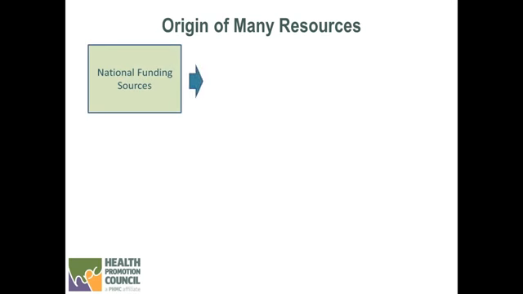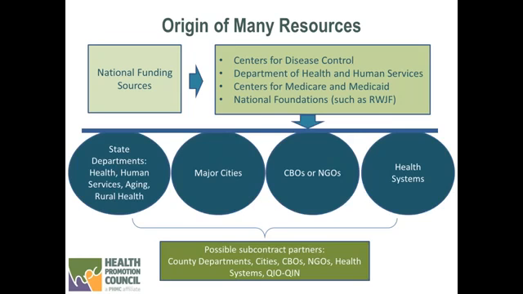Many of the resources that I'm going to share with you come from the national level and filter down through the main government agencies like the Centers for Disease Control. This funding will go to either the larger state departments like Health, Human Services, Aging, Rural Health, as well as major cities within your state, community-based organizations or non-governmental organizations and health systems. Those same organizations could possibly be subcontract partners, like we are with our State Department of Health.